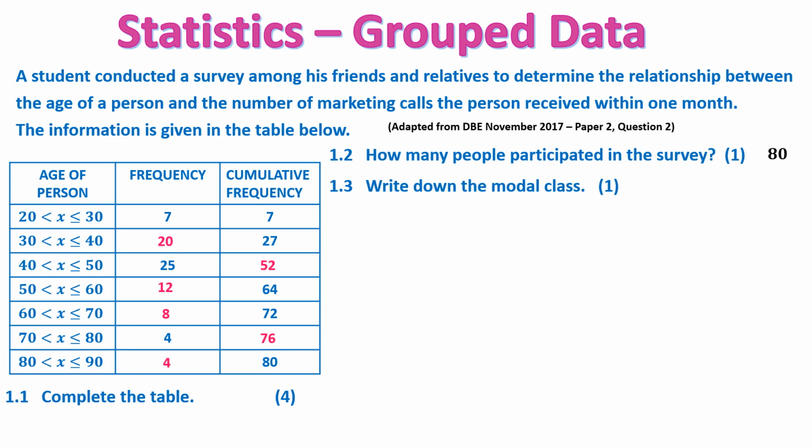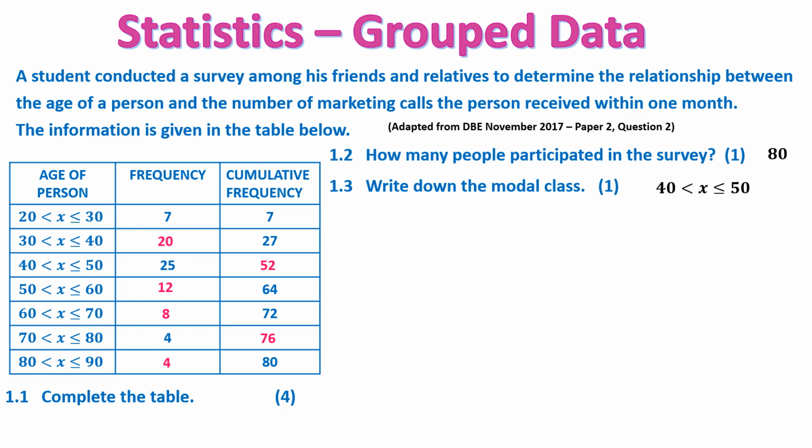If you're asked to write down the modal class, now mode, we should know from raw data, is the number that occurs most often. Now, I don't know specifically how many people are 20 years old or 21 years old or 22, but I do know that there's 7 people between the ages of 20 and 30. All right. So if I want to know the modal class, I've got to find the greatest number of people in one single interval. And the greatest number of people is 25, and they are between the ages of 40 and 50. So my modal class is 40 to 50.